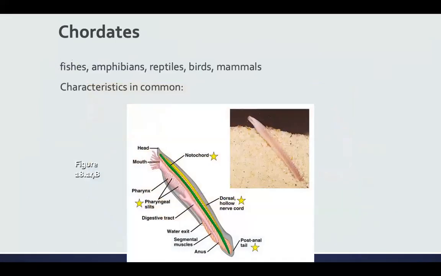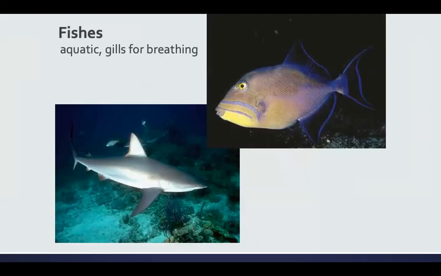Chordates are fishes, amphibians, reptiles, birds, and mammals. And these are the characteristics that they have in common. A head, a tail. The notochord will be the area of the nervous system. Pharyngeal slits will eventually form their fish gills. The dorsal hollow nerve cord. So these all have these things in common, and they'll be all the fish, amphibians, reptiles, birds, and mammals.